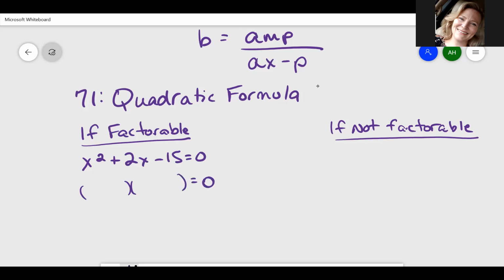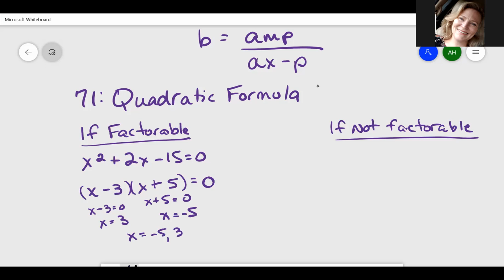Remember, I take my x, and I think about the 15, and what are the factors of 15 that I can add together and also get a 2? Those are going to be 5 and 3. The 2 needs to be positive, therefore the 5 has to be positive and the 3 is going to be negative. So I can factor that, right? If I take x minus 3 and set it equal to 0, x equals 3. Or x plus 5 equals 0, so x equals negative 5. My answer here is that x equals negative 5 or 3.